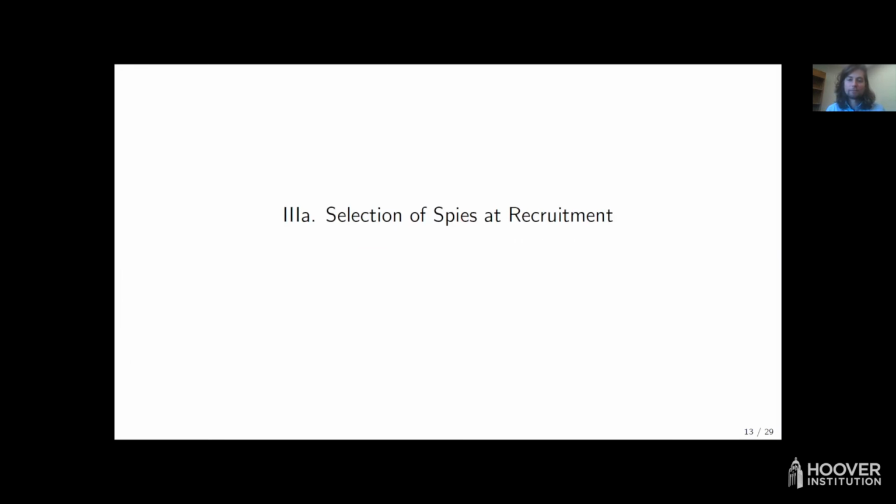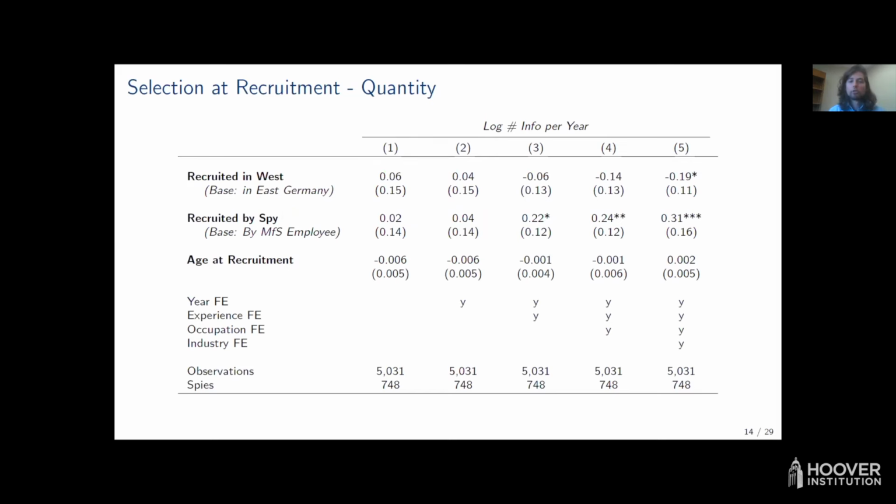First part, we think about recruitment. So what we do now, we go through the entire spy career and we try to understand a little bit which spies were better and which were worse. And so looking at recruitment, we know whether the spy was recruited in the West relative to in East Germany, whether they were recruited by a spy relative to an agent of the Secret Service, and at which age they were recruited. So what the results show here, this is in terms of quantity. Spies recruited in the West are about as productive as spies recruited in the East, maybe even a little bit less.